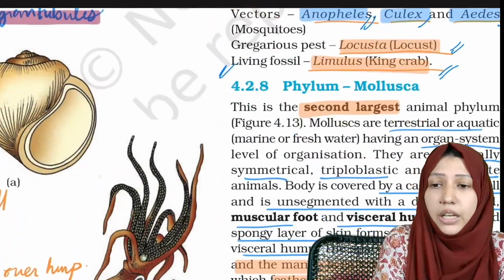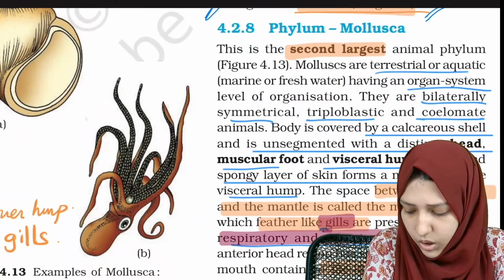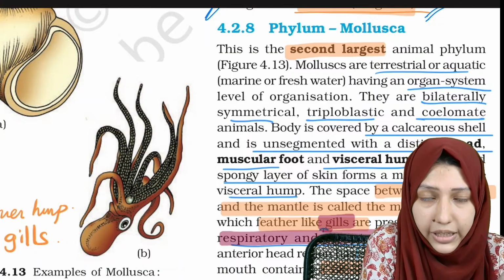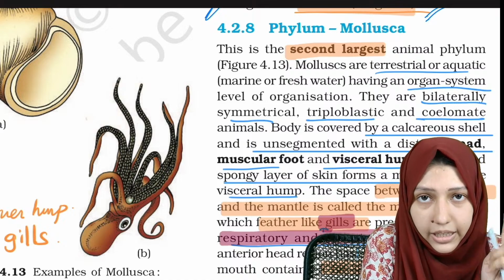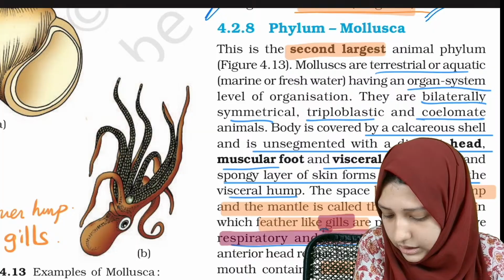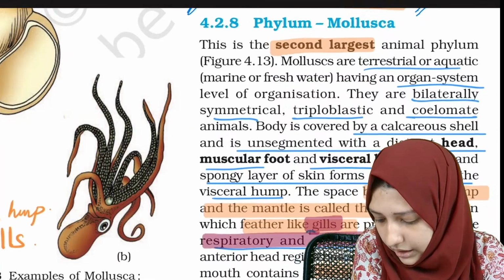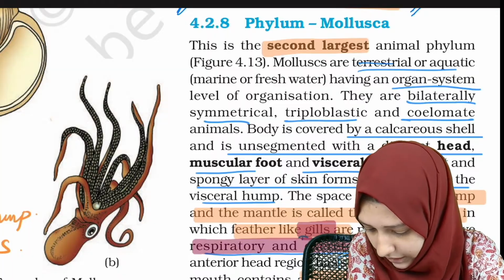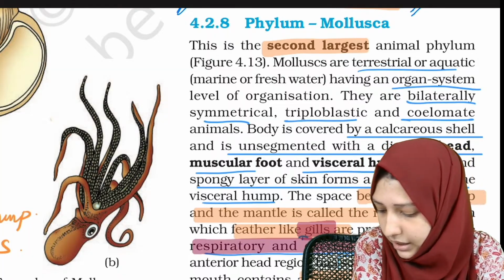The next phylum is phylum Mollusca. Phylum Mollusca is the second largest. Which was the largest phylum? The largest phylum was Arthropoda. The second largest phylum is phylum Mollusca. Clear? This phylum can be terrestrial or aquatic, both terrestrial and aquatic, marine or freshwater.